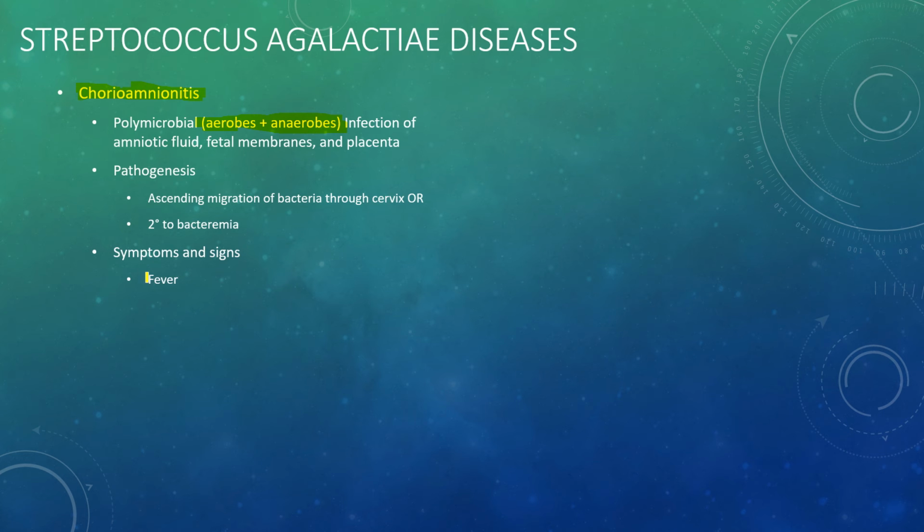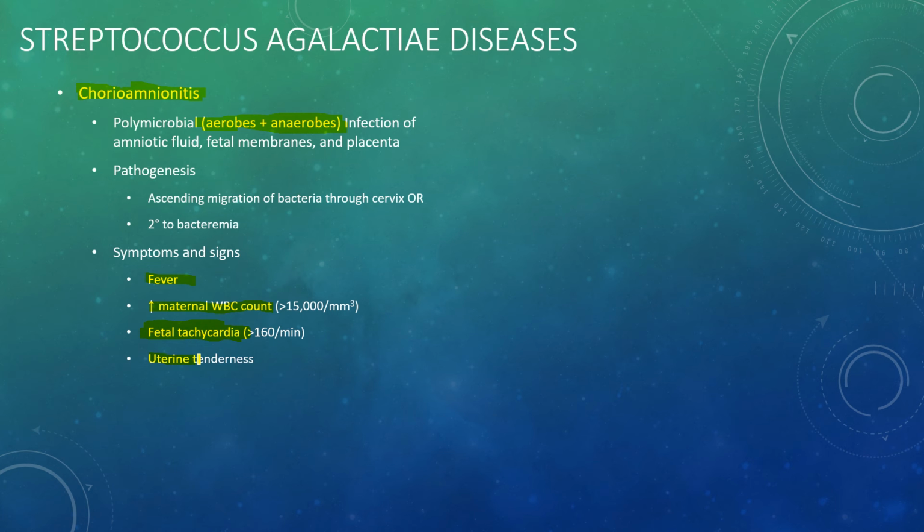So we can get a fever, obviously. We can get maternal white count being elevated since we have an infection, so increased maternal white count. And we also can get fetal tachycardia. That's another classic indicator. Remember, the fetus is still inside the mother at this point. So the chorioamnionitis is affecting the fetus and the mother, and the heart will be greater than 160 beats per minute.